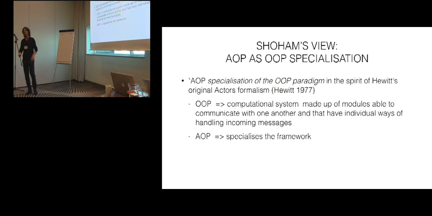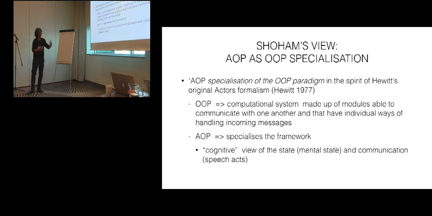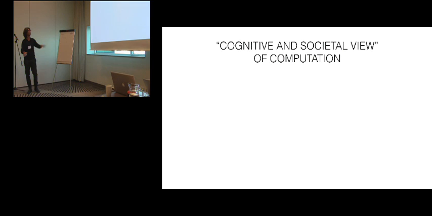As soon as you go through agent-oriented programming, you specialize this framework, discussing what's fixing the state, how you model and represent the state of these modules. It was proposing a cognitive way to represent the state, considering more mental state, and also the communication: a cognitive way to consider how these modules communicate, not just simple message passing, but speech acts. And we will see what it means. So there is this idea of a cognitive and societal view of computation.